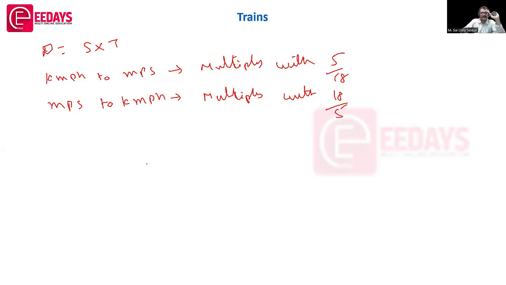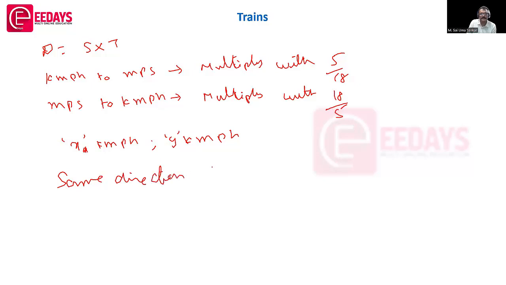See, suppose two trains are there. Suppose first train speed is x kilometers per hour, second train speed is y kilometers per hour. If both are moving in the same direction, then the relative speed is the difference of the speeds, x minus y kilometers per hour.